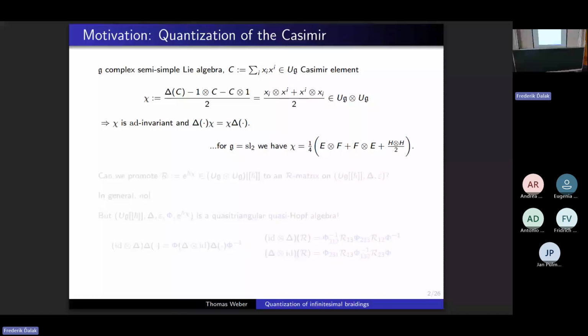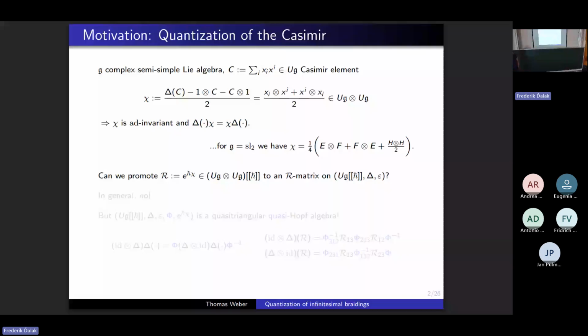So what we will do is kind of a naive thing. We say, what happens if we take the exponential function of this chi? What do we get here? And kind of our dream would be that this is an R matrix. If you don't know what the R matrix is, later on in this talk, I'm not going to tell you.